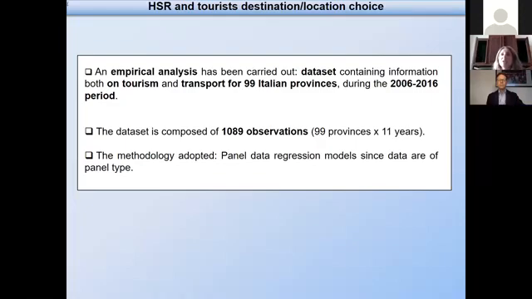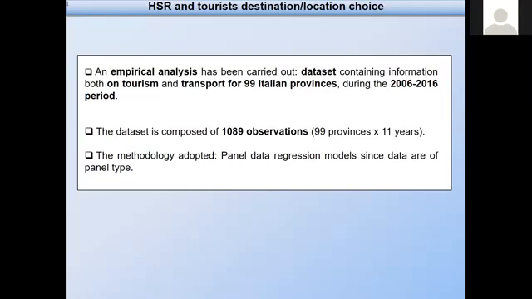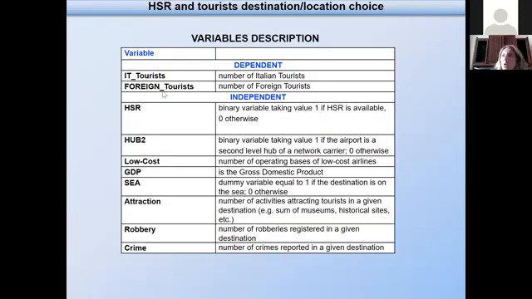I collected information for 99 Italian provinces for the period 2006–2016, 11 years, and I specified regression models. With an aggregate analysis, I wanted to understand whether the Italian tourists or the foreign tourists were affected, for the case study of Italy, by the presence of high-speed rail for reaching the different destinations for tourist purposes. The other variables are the airport, if the airport is a second level hub, and then all the attraction variables like the GDP, the presence of the sea.